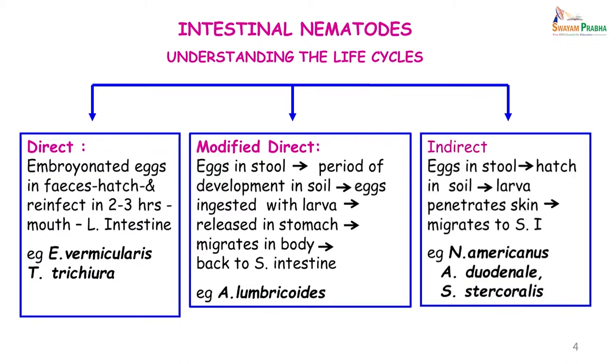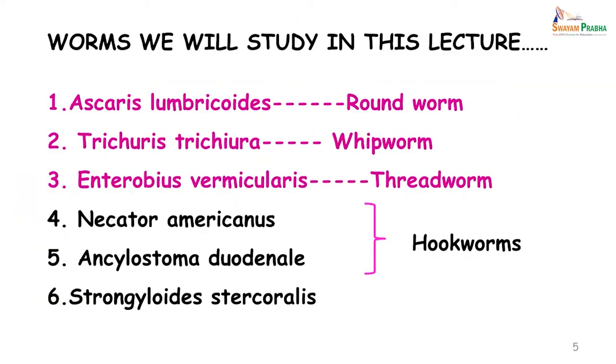The third form is the indirect form. Here the eggs are found in the soil. These develop into larvae. The larvae also undergo some development and one form of the larva, which is called the filariform larva, penetrates the skin and enters the body of the host and it travels through the body and finally reaches the intestine. Now this is seen in the case of the two hookworms, that's Necator americanus and Ancylostoma duodenale, and it's also seen in the case of Strongyloides stercoralis. So, in this lecture, we are going to restrict ourselves to three worms, that is roundworm, whipworm and threadworm.